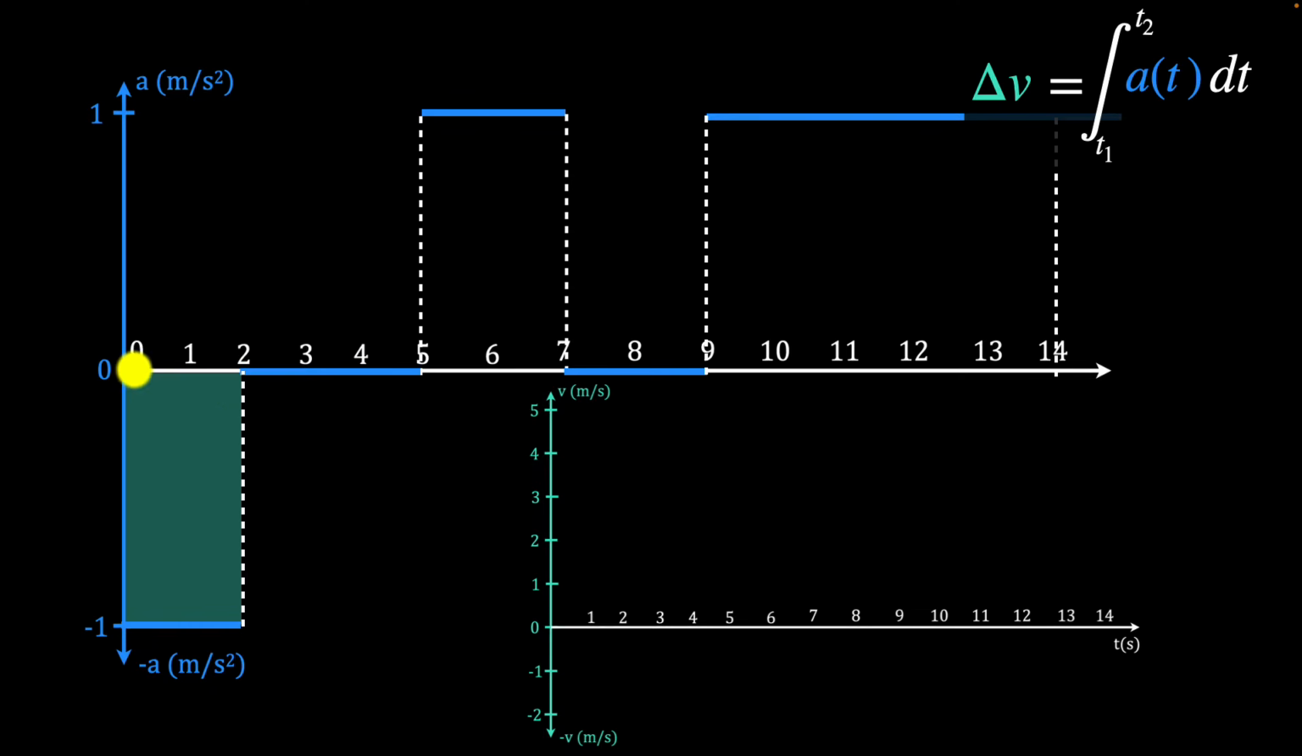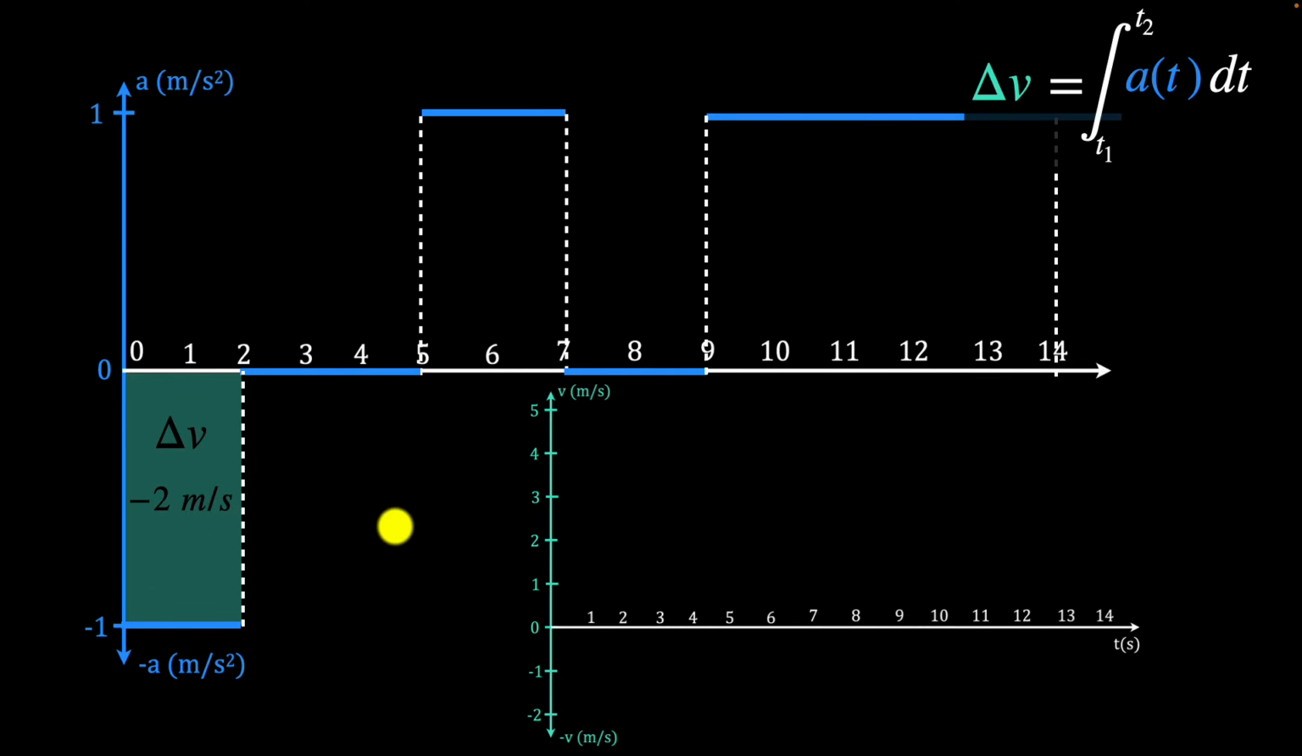So let's start with 0 to 2 seconds. We already computed that the change in velocity is -2 meters per second. It's basically the area of this particular rectangle. So from that, how can we plot the velocity time graph? Well, I know from 0 to 2 seconds, the velocity has reduced by 2 meters per second. What I don't know is what the initial velocity is. That information is not given here. So that is something that we need to have.